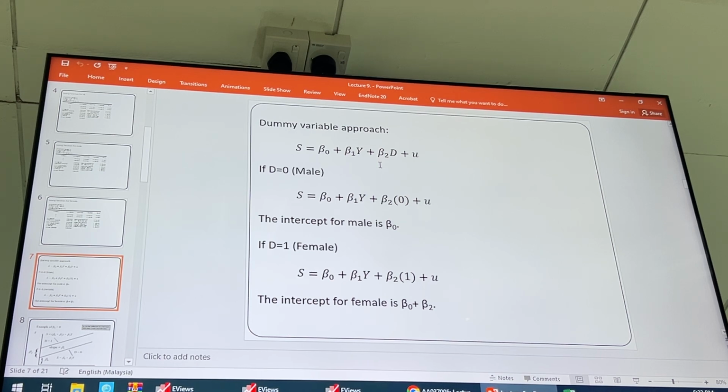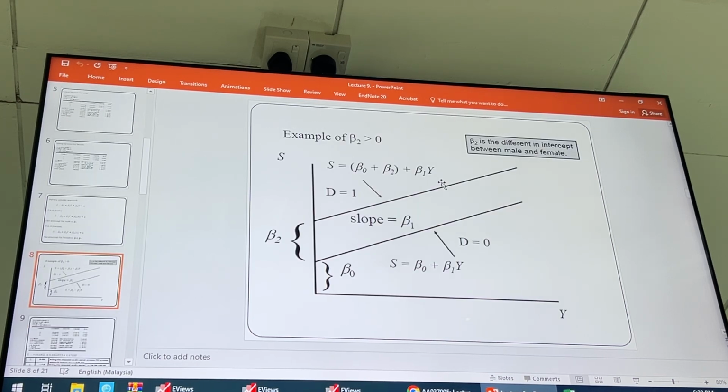So in terms of graphical representation, this is the model for male. The intercept means the saving when income equals 0; the saving for male is given as beta 0. The slope means that for every one ringgit increase in income, male will save beta 1 out of the 1 ringgit. Beta 1 represents how much of every 1 ringgit goes to saving for the case of male.